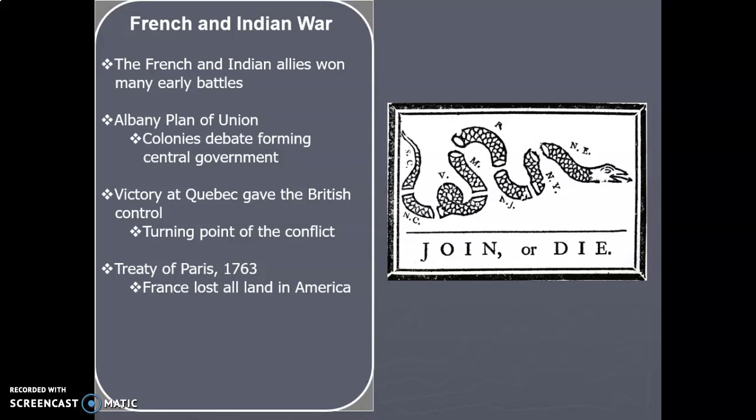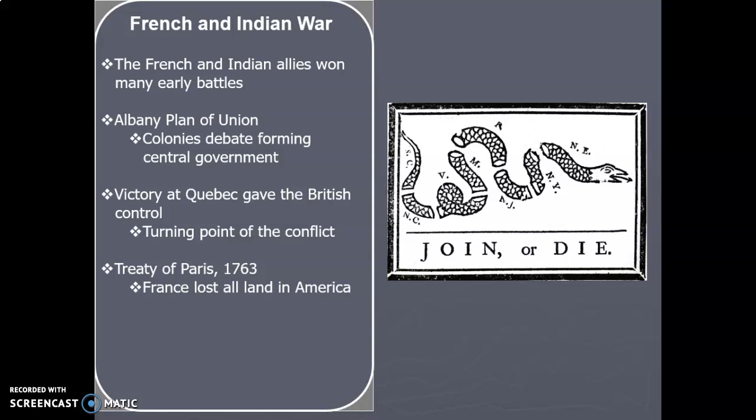So in 1759, you have the Battle of Quebec. It's actually fought on the Plains of Abraham, right outside of Quebec. The British win this battle, and this is the turning point of the war. And how did the British do this? It's simple. They got Native Americans of their own. The Iroquois joined the British and the colonists to help fight this war.